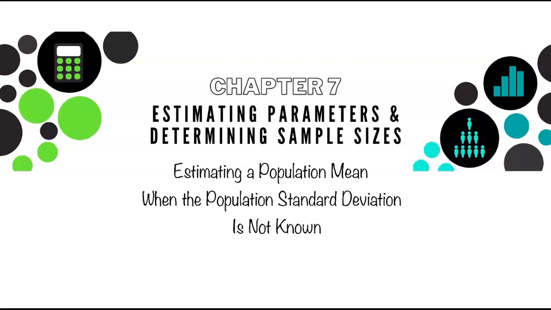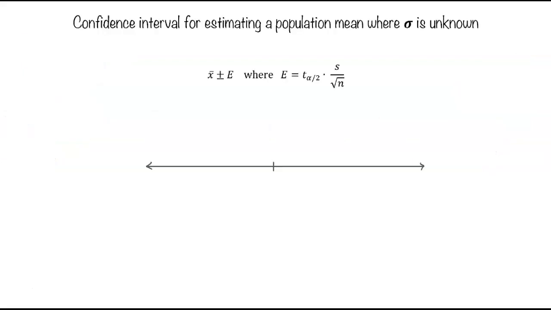In this lecture video, we'll be estimating population means when the population standard deviation is not known. When we're estimating a population mean, our best point estimate is a sample mean. So we'll center our confidence interval on that sample mean, and the width of this range of values is determined by the margin of error.